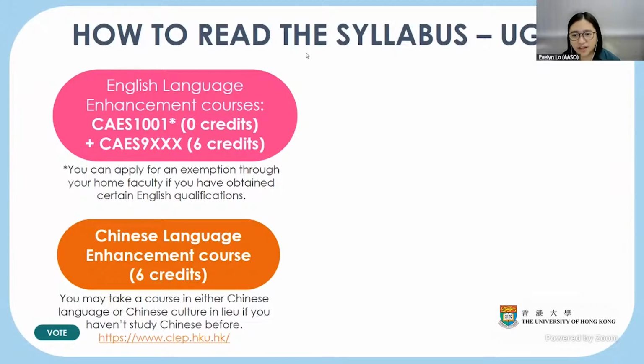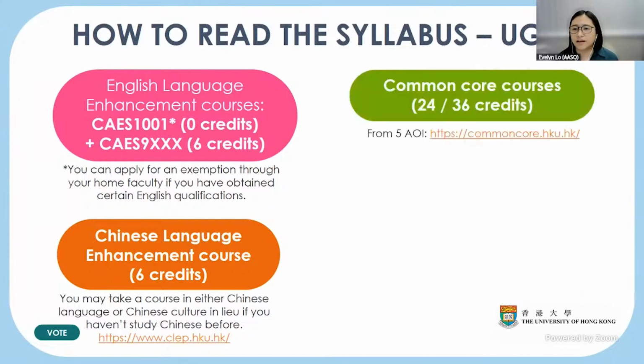Many of you know Mandarin. So for this Chinese enhancement course, if you know Cantonese, you do the normal Chinese course. If you know Mandarin, there is a special course for Mandarin-speaking students. And if you don't know Chinese at all, you could take a Chinese language or Chinese culture course as a replacement. So you can check the CLEP website for more information about it. They might not have updated their website with this information yet, but you will be able to see it when the semester begins.